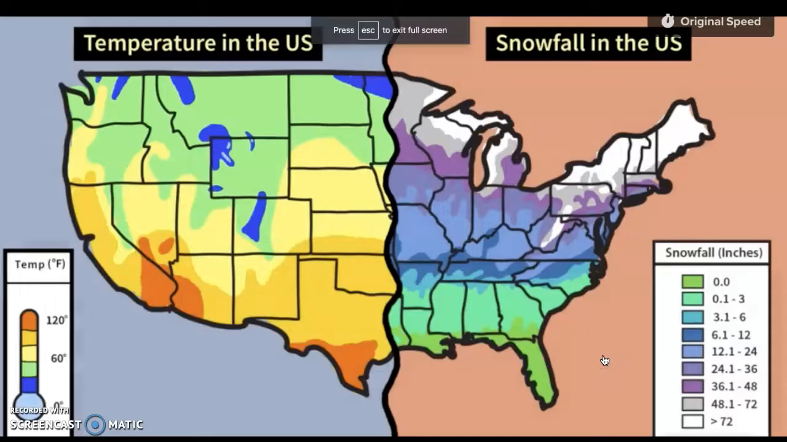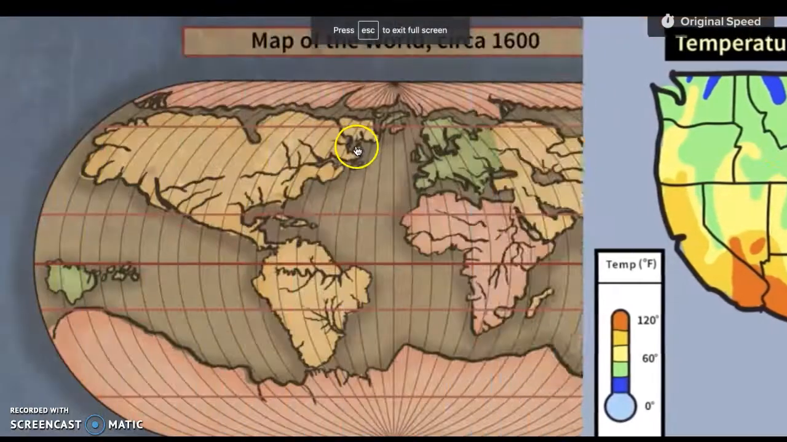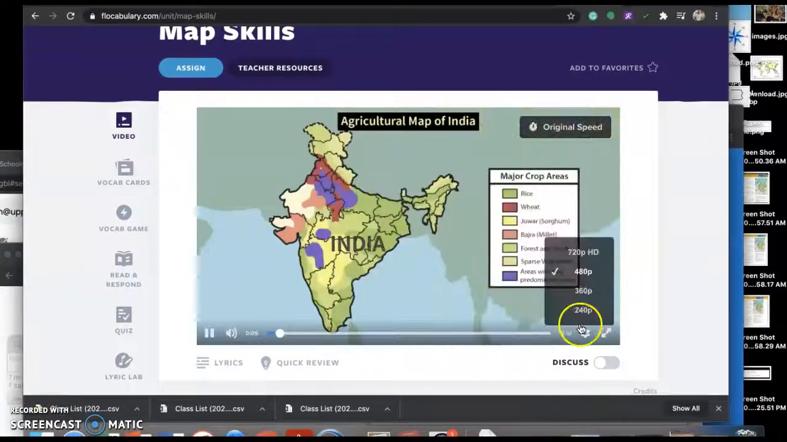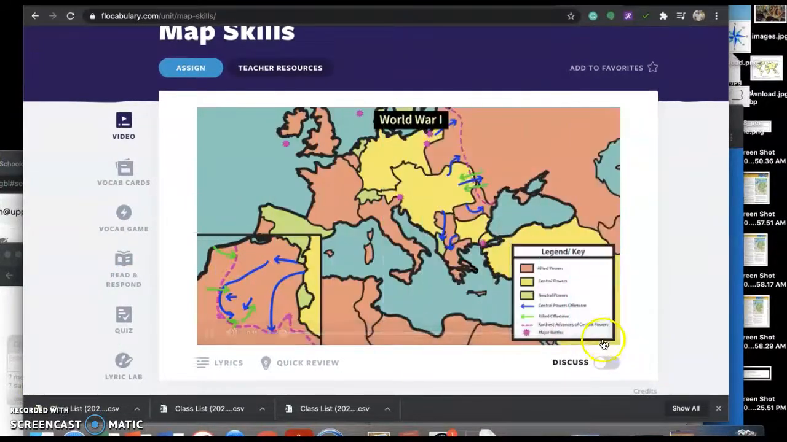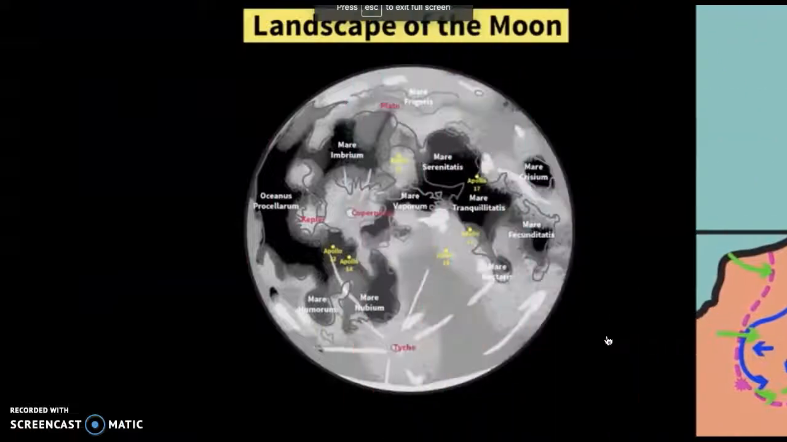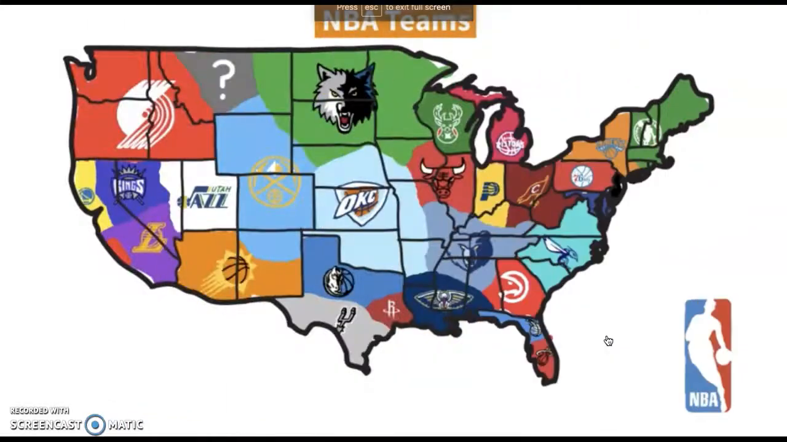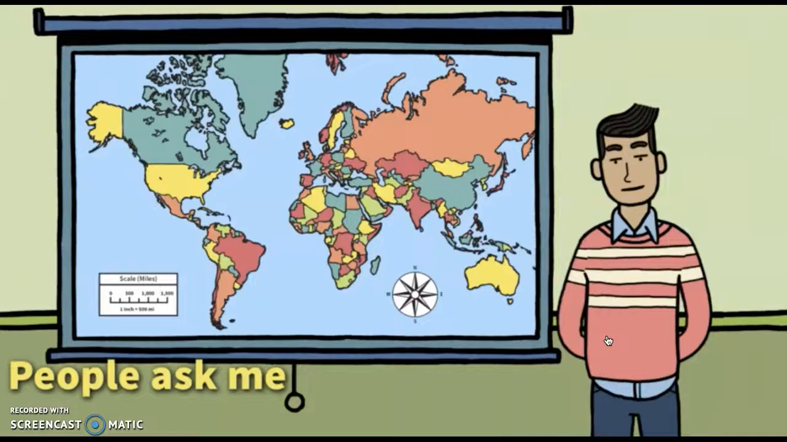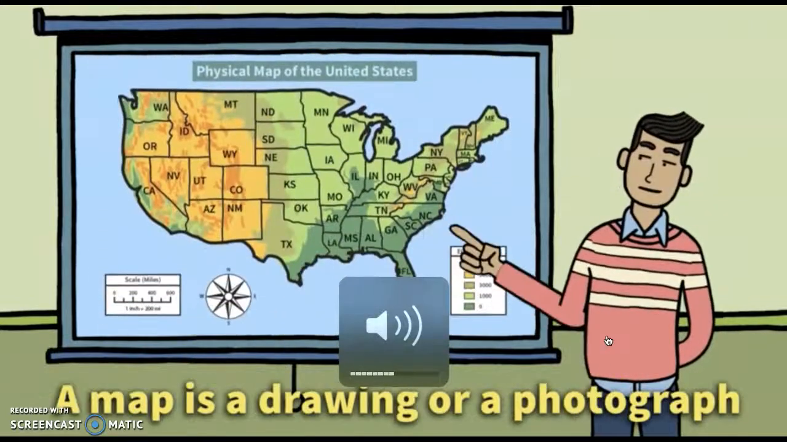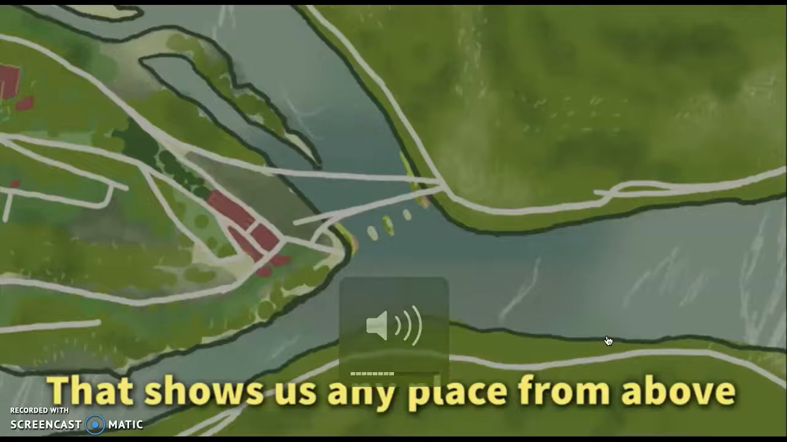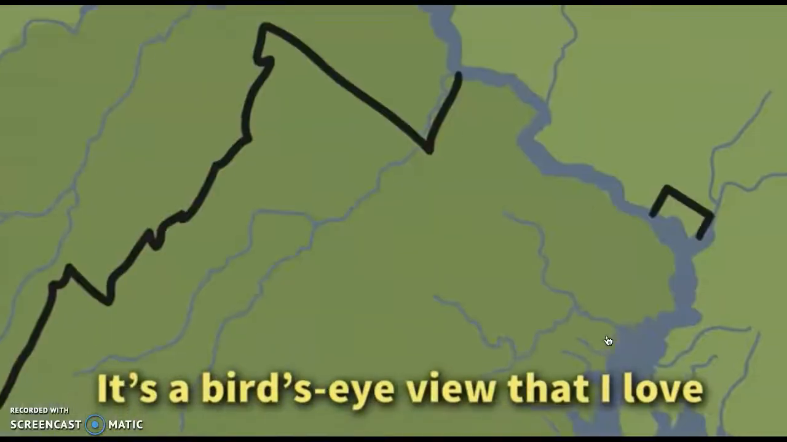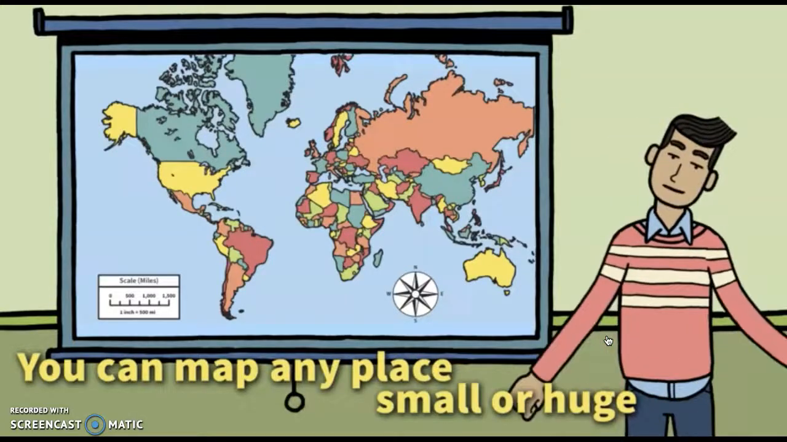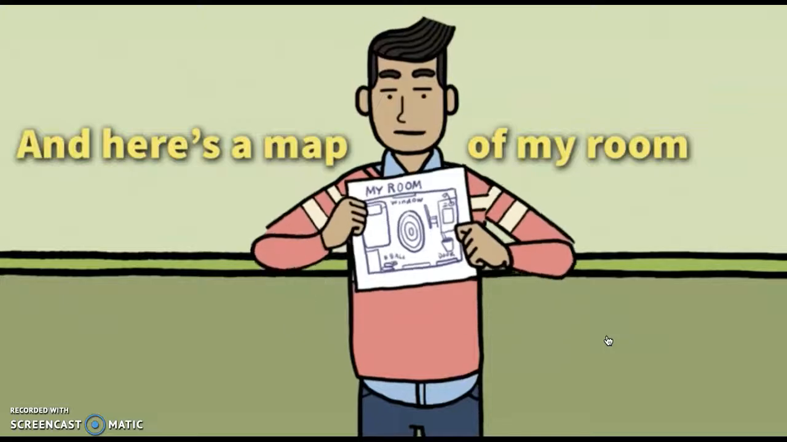You know, maps are pretty cool. They can tell us what something looks like, how to get somewhere, can give us information about places and people. You know, a map is kind of like a book. You need to know how to read it, or it doesn't make sense. But it's not that hard. People ask me, what's a map? A map is a drawing or a photograph that shows us any place from above. It's a bird's eye view that I love. You can map any place, small or huge. Here's a map of the world and here's a map of my room.